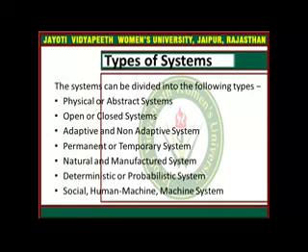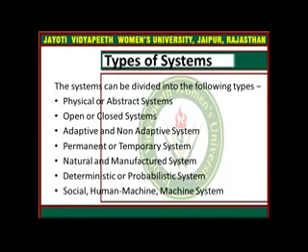Now another one is natural and manufactured system. Natural systems are created by nature. For example, solar system, seasonal systems. Manufactured systems are man-made systems. For example, rockets, dams, trains, etc.